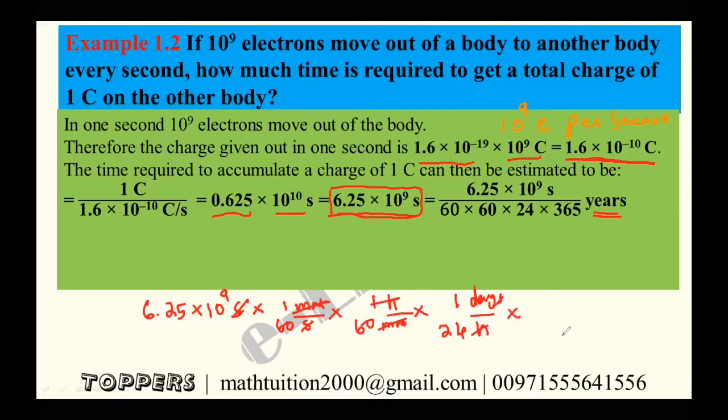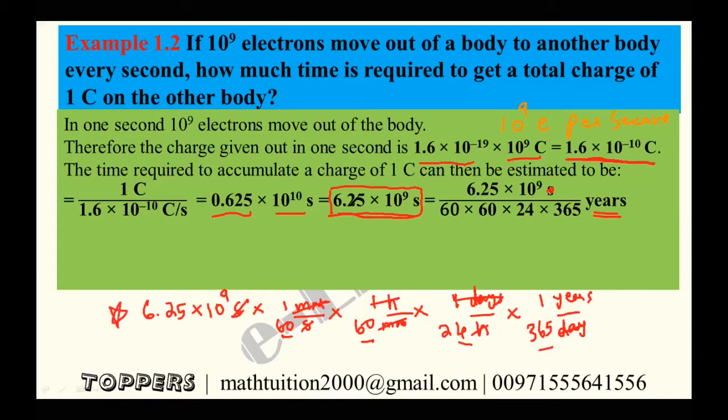This day I'm going to change into years. So for that, I'm multiplying it with a ratio where day is down and year is up. So 1 year equals how many days? Approximately 365 days. So day and day get cancelled. We end up with years. Same thing I have given here. See, 6.25 into 10 raised to 9 seconds up, then 60, 60, 24, 365 down.